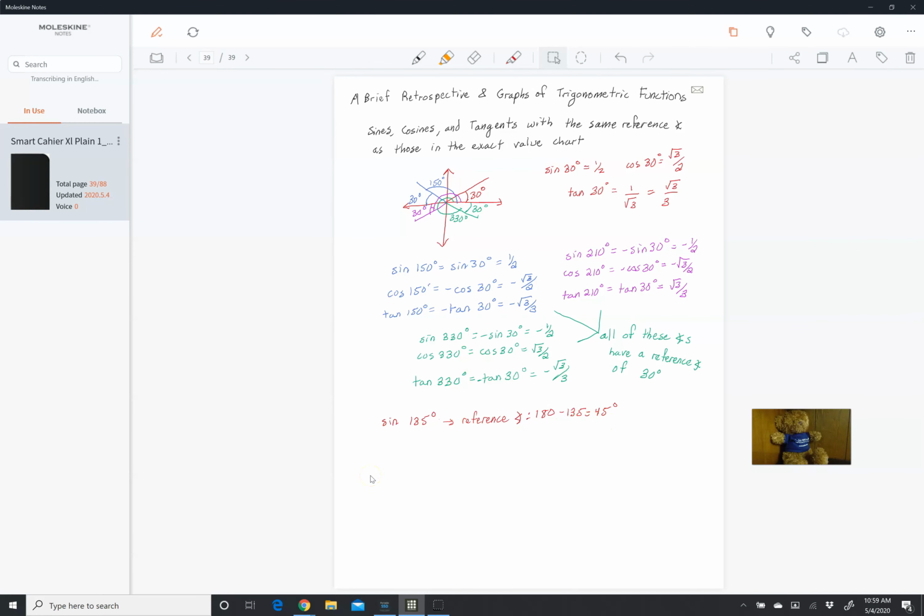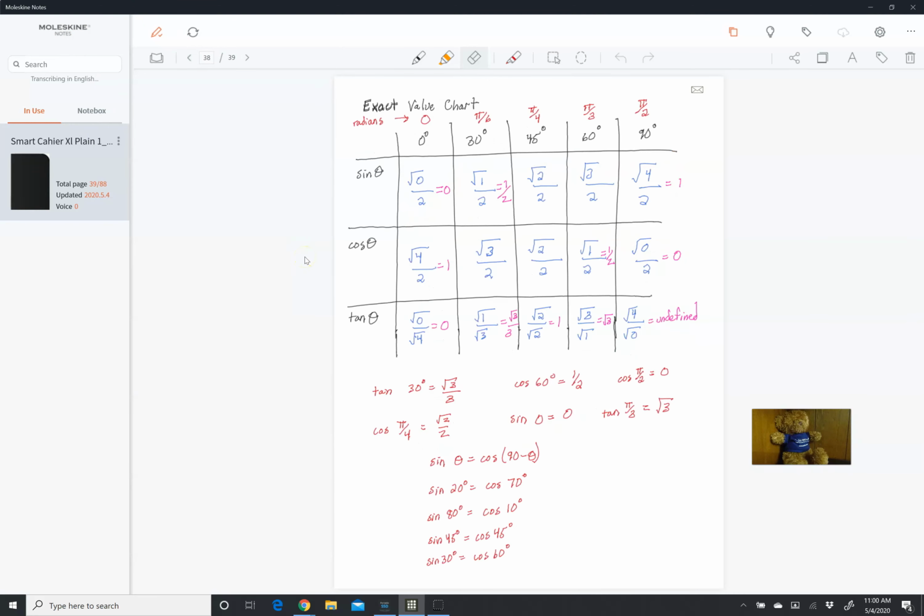Okay, so now we know that the sine of 135 degrees is equal to the sine of 45 degrees. We just need to figure out, is it positive or is it negative? Well, 135 degrees is in quadrant 2, and in quadrant 2, the sine is positive. So this is the sine of 45, which is square root of 2 over 2. If we go back to our exact value chart, you can see the sine of 45 is square root of 2 over 2.